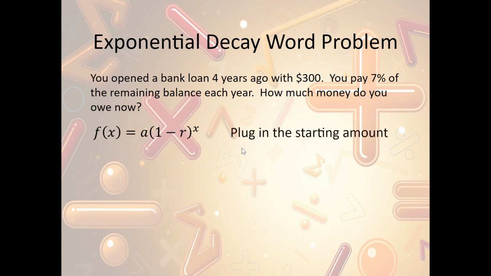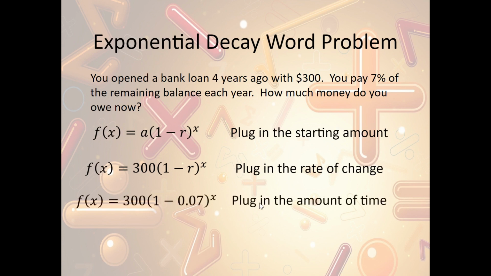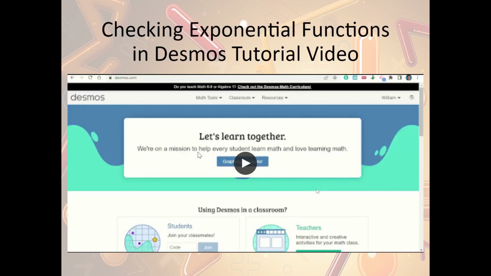So the first thing we do is plug in our starting amount. Our starting amount is $300, so that goes in for a. And we're making payments, so we're going to plug in our rate of change. We're paying 7% each time, so it's 7. We're going to move the decimal back 2 places, so 1, 2, so that's 0.07. Lastly, we're going to plug in the amount of time. The amount of time is 4 years, so that's 4. We plug that into our calculator, and we get that now we owe $224.42.